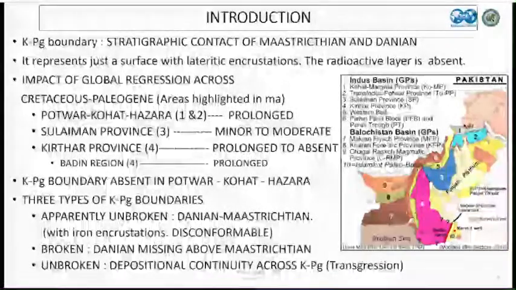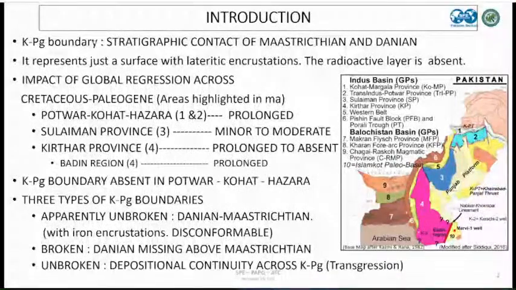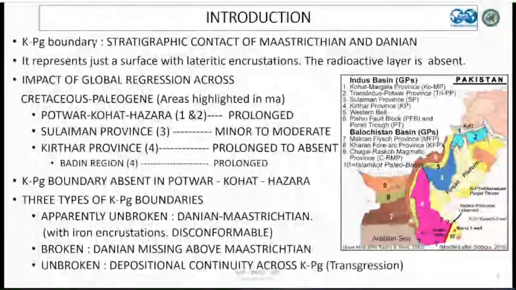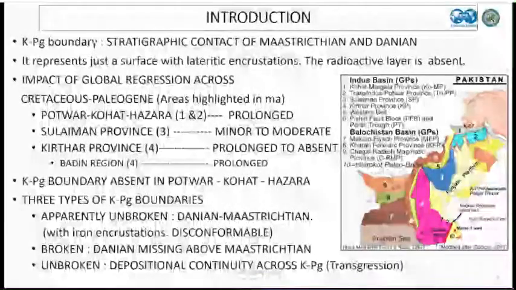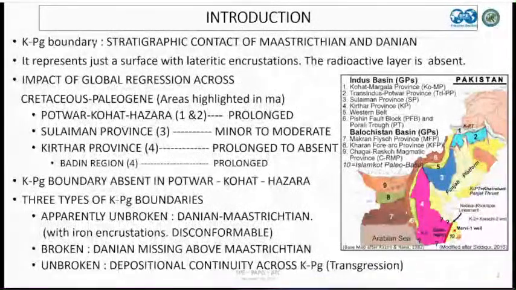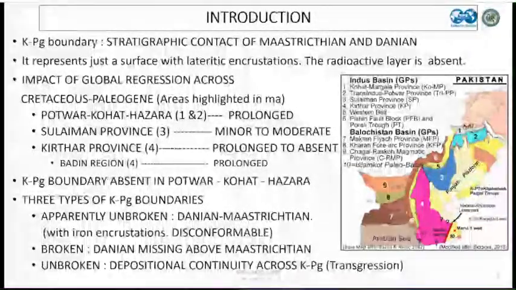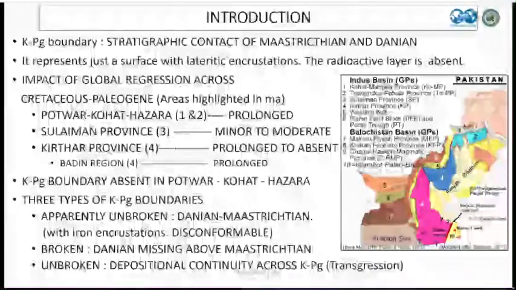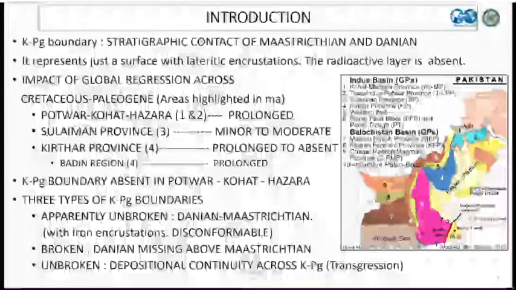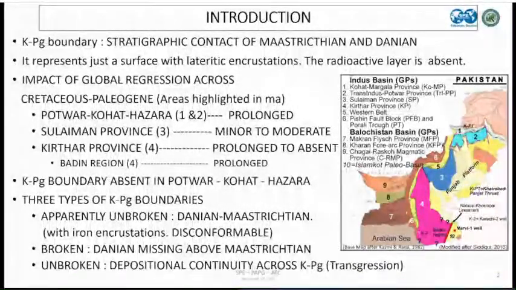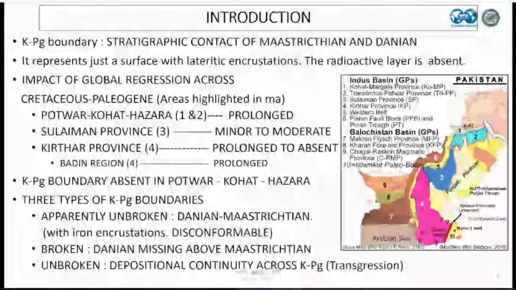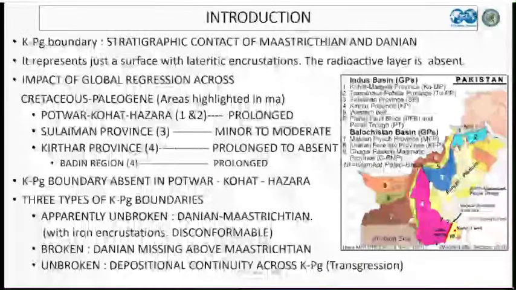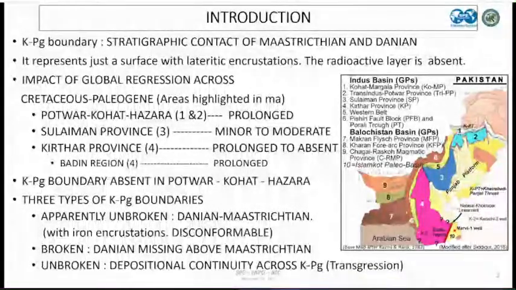In our opinion, the KPG boundary is absent in the Potwar-Kohat-Hazara region. We consider that there are 3 types of KPG boundaries: apparently unbroken, where Danian and Maastrichtian rocks have a disconformable relationship with iron incrustations at the contact; broken, where the Danian is missing above the Maastrichtian and the contact remains disconformable; and unbroken, where the depositional continuity across the KPG boundary is seen due to a perpetual transgression. Chichali shale is the example.